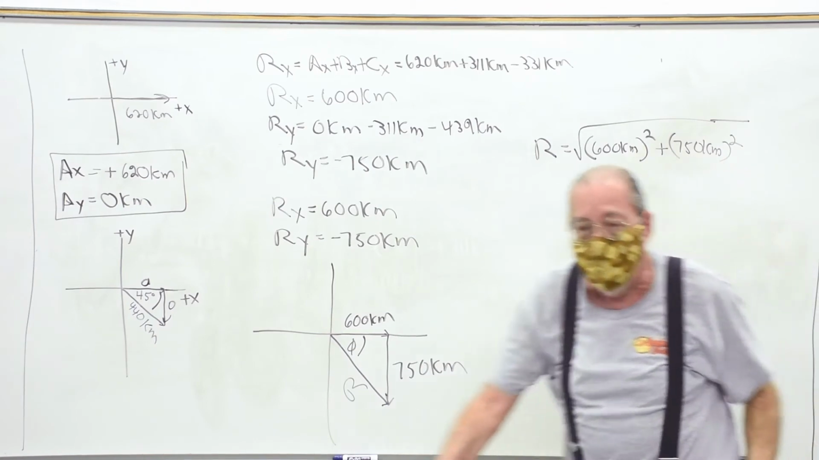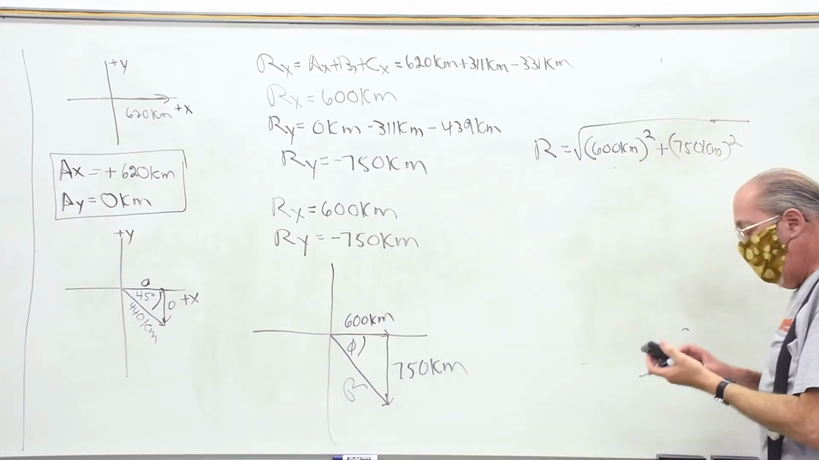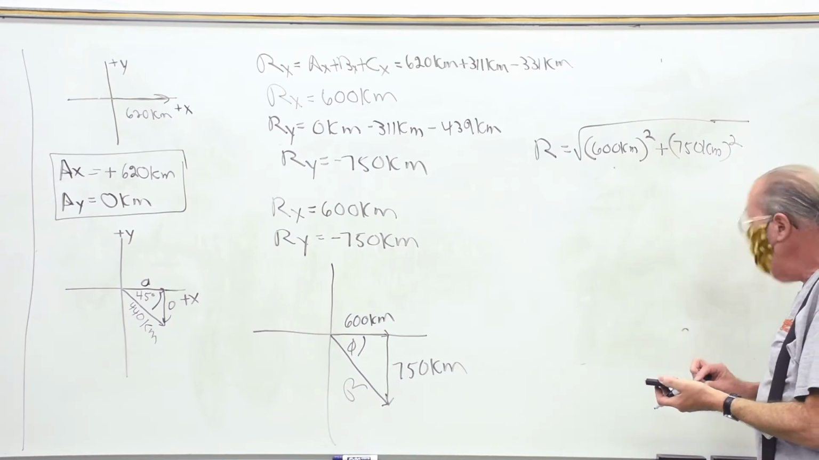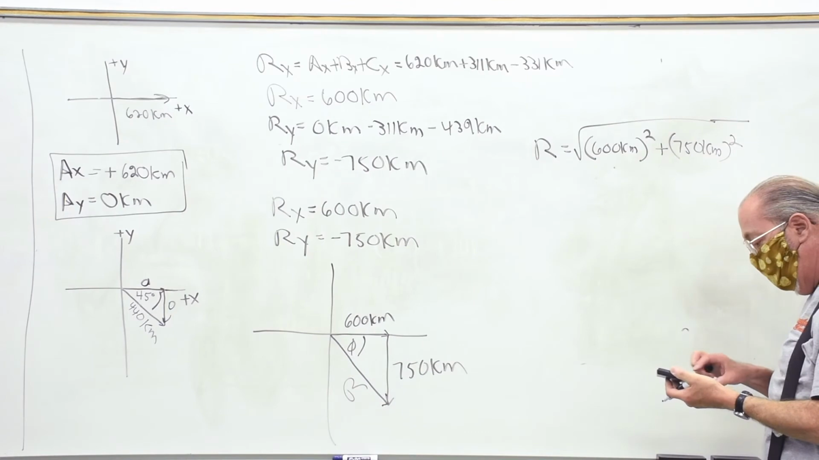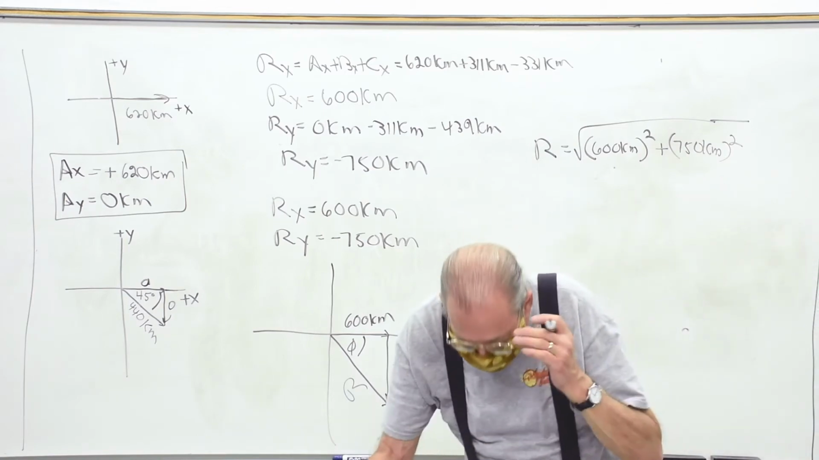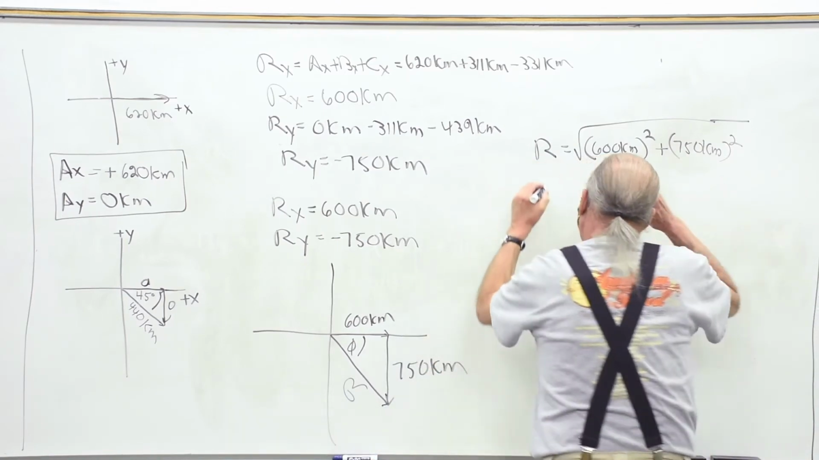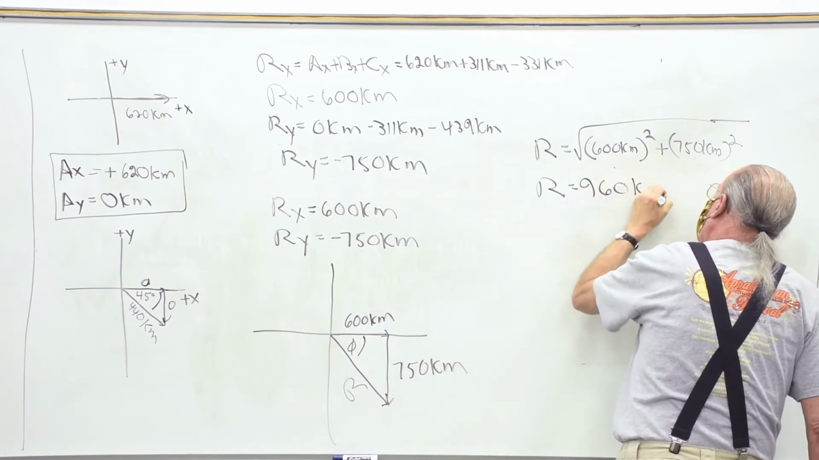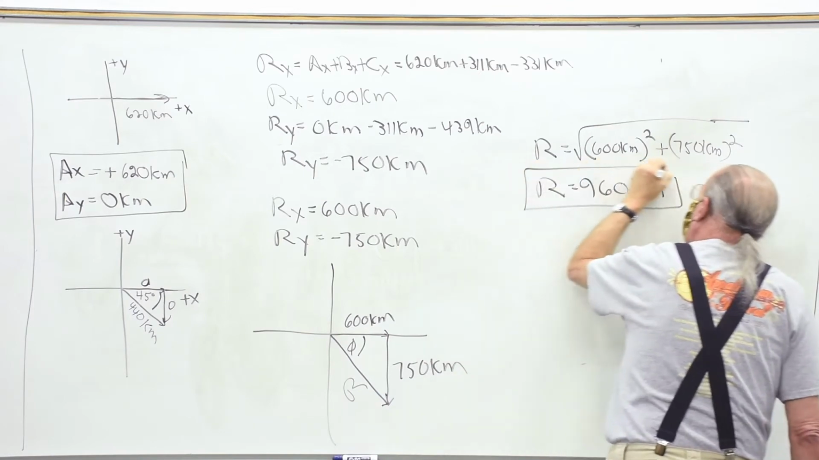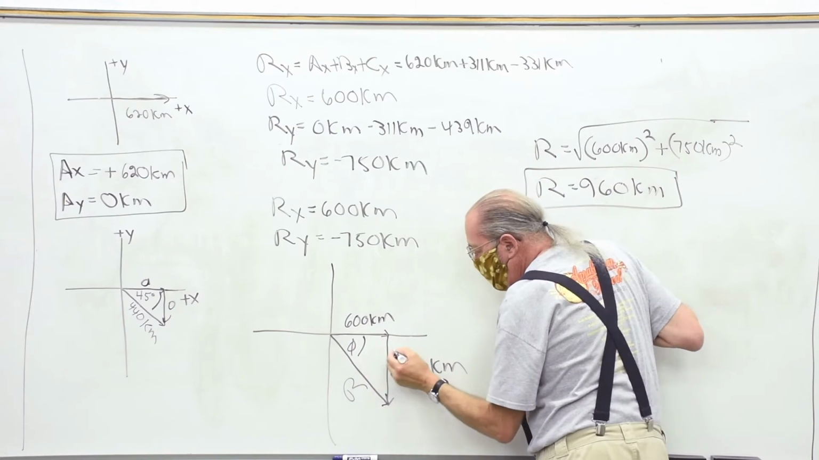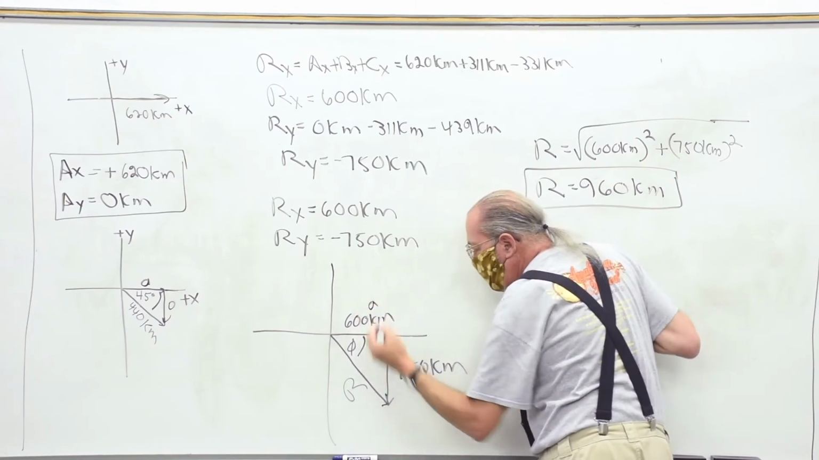Get your calculators and do it. All I do in my calculator is I do 600 squared plus 750 squared equals shift square root. I got 960 or something like that, rounding it. So there's how far from home I am. And labeling this, this is the opposite, this is the adjacent.